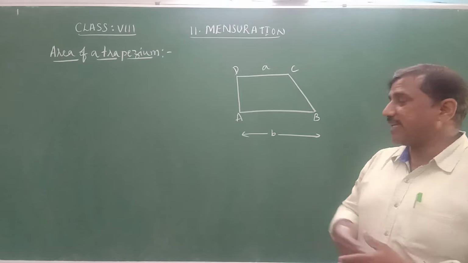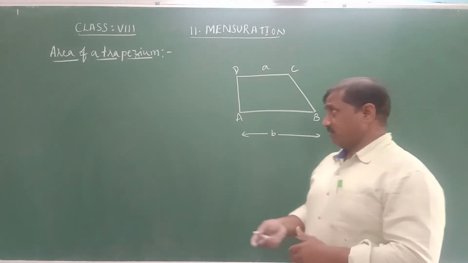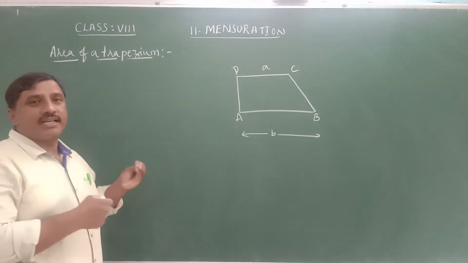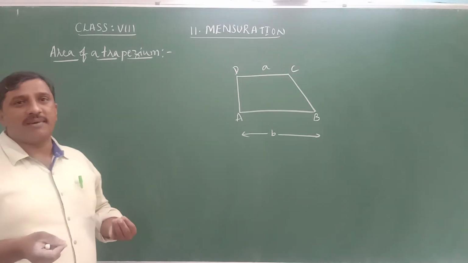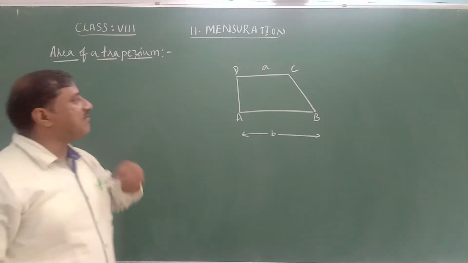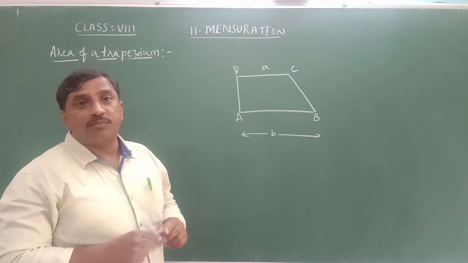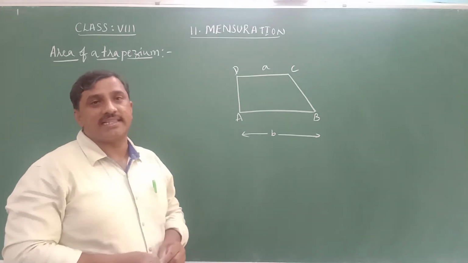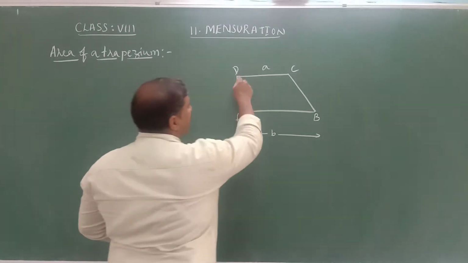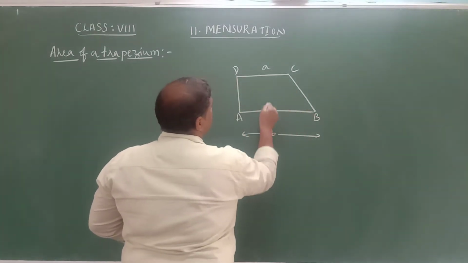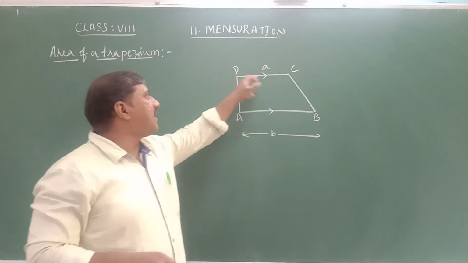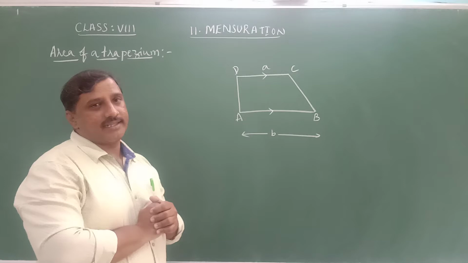See, here we have two cases, but before that, what is a trapezium? A trapezium is a quadrilateral. It means it has four sides. Quadrilateral means a polygon with four sides. But what is a trapezium? A trapezium is a quadrilateral in which one pair of opposite sides are parallel to each other. Here in this trapezium, AB is parallel to CD or DC. Both these sides, AB and DC, are parallel to each other.